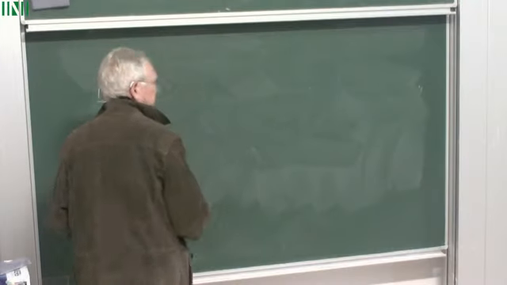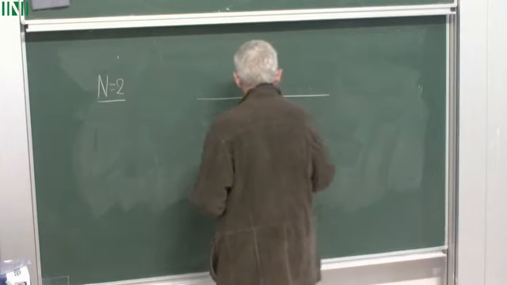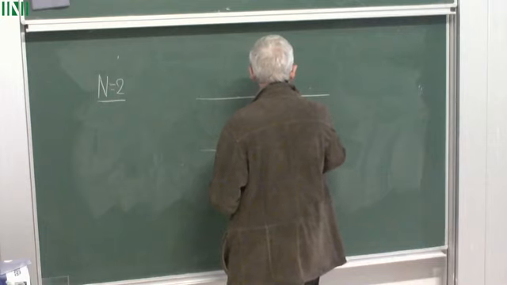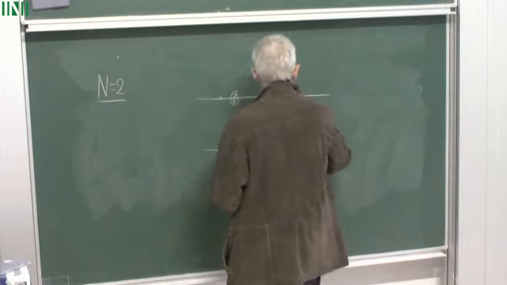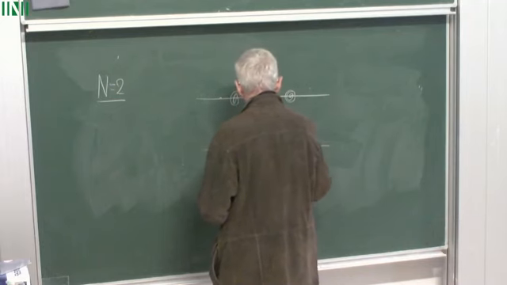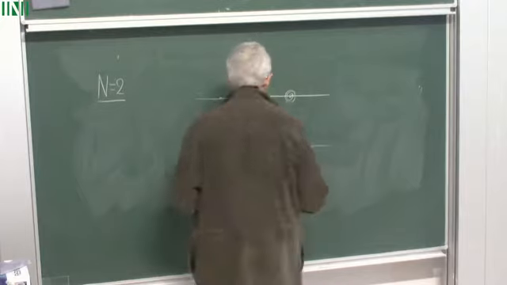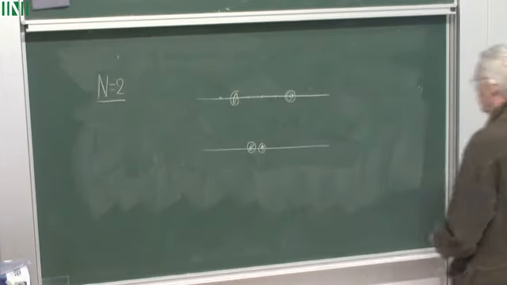So we have 2 particles. So now there are 2 configurations. So here's our lattice. I suppose we have a particle here. We have a particle here. And then there's a configuration where the 2 particles are next to each other. These are the 2 generic cases.